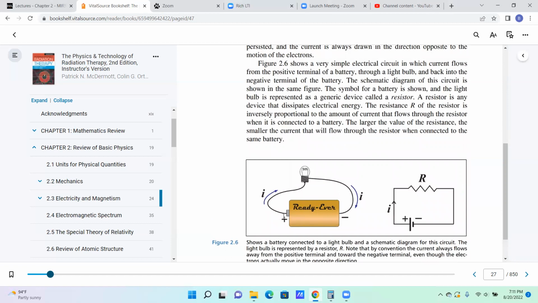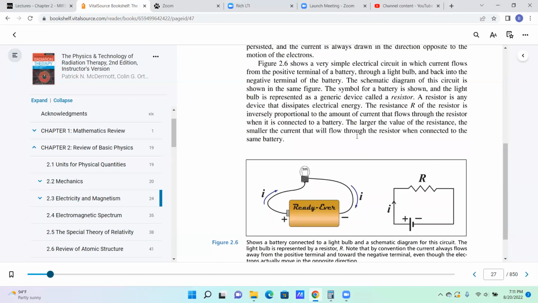You've got a very simple electrical circuit in which current flows from the positive terminal around to the negative, and it goes through the light bulb there as it makes its journey. The schematic is shown here. In other words, if we don't want colorful pictures or whatnot, we just want the basics of, hey, what's going on? We've got some sort of resistance here. We've got the current that's flowing from positive to negative, makes its way around.